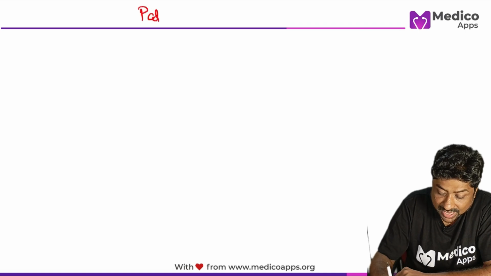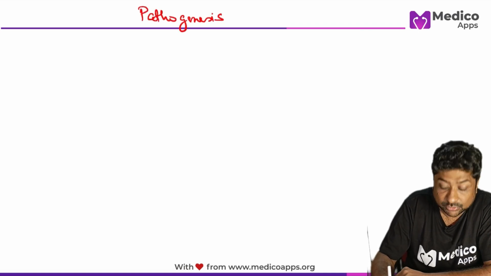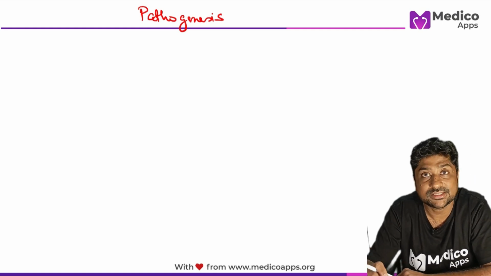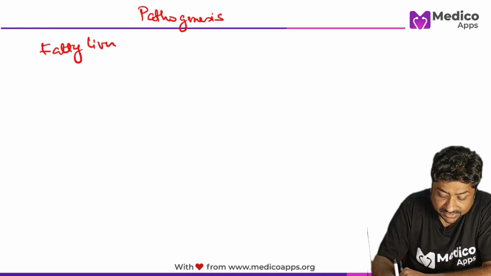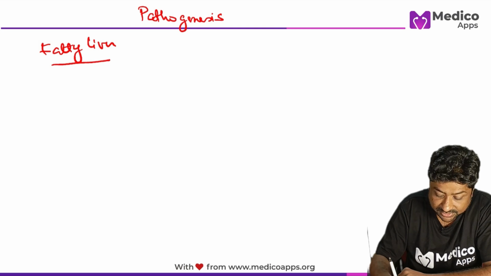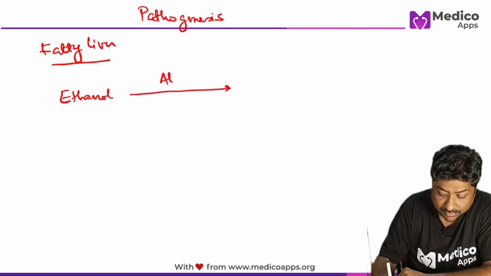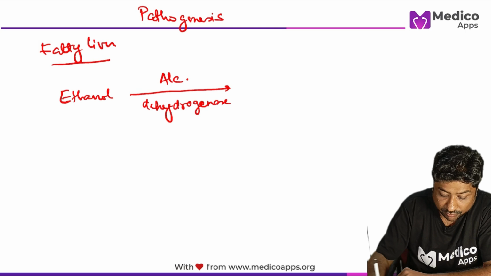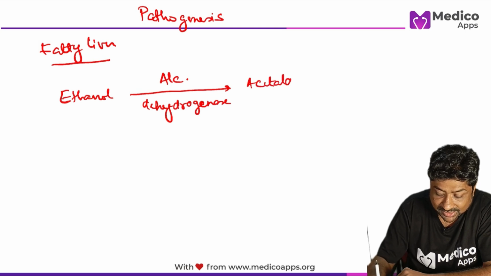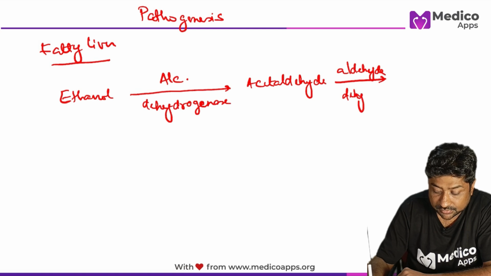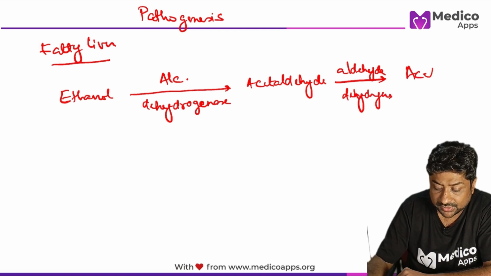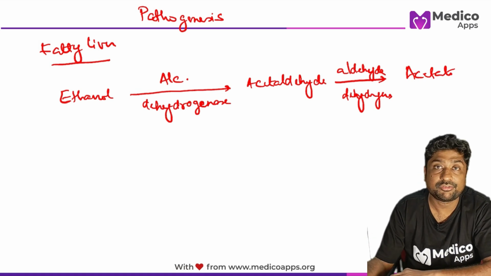Let's look at the pathogenesis. I will describe the major pathological mechanism in each of these stages. Let's look at the first stage, the fatty liver stage. What happens here? Ethanol, with the help of alcohol dehydrogenase, will be converted to acetaldehyde. And this, with the help of aldehyde dehydrogenase, will be converted to acetate, and this acetate may go into various different metabolic pathways.